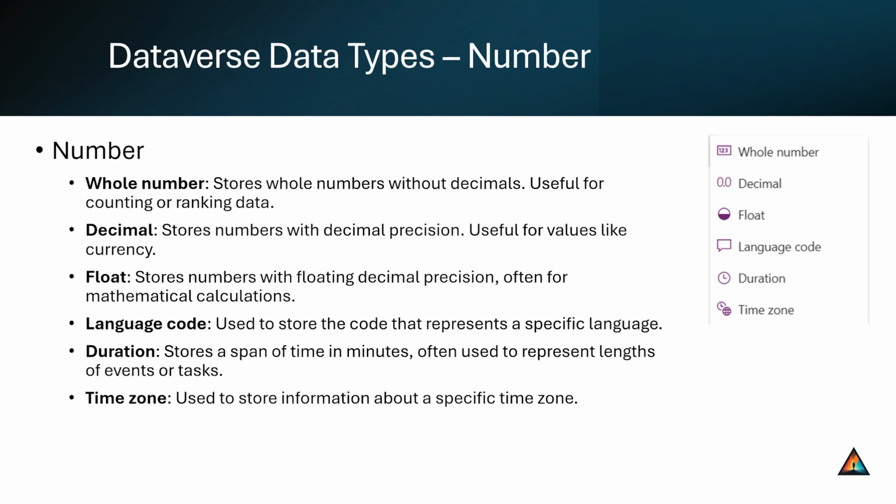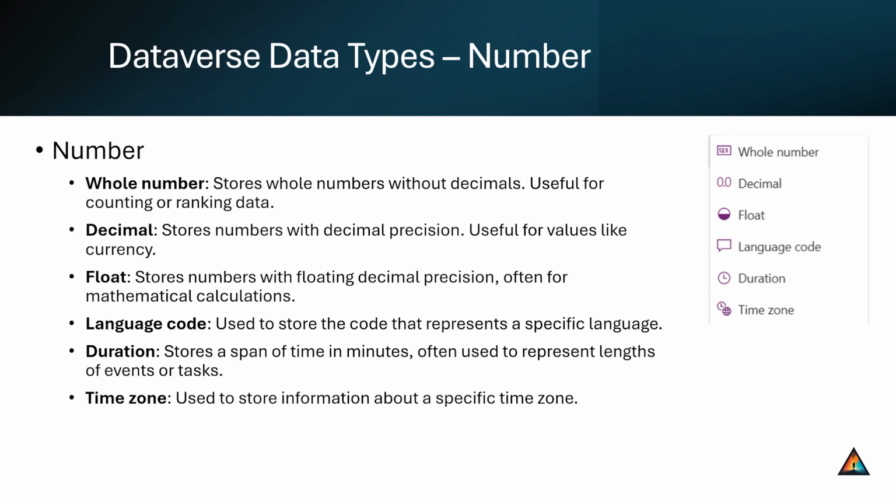Then you have a float. Float is a term used in database management quite often, and it can store numbers with floating decimal precision, and it's often used for doing mathematical calculations. I've noticed in my time using it that it can be used for both whole numbers and for decimals as well, so it's very flexible in terms of the data that you can store within that.